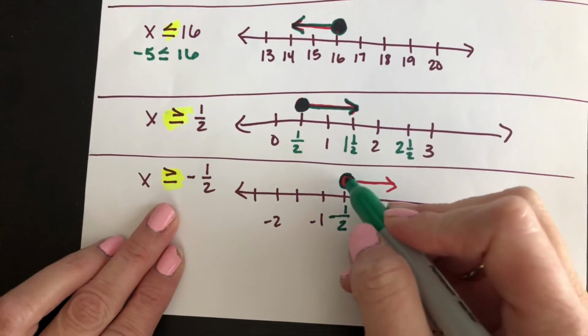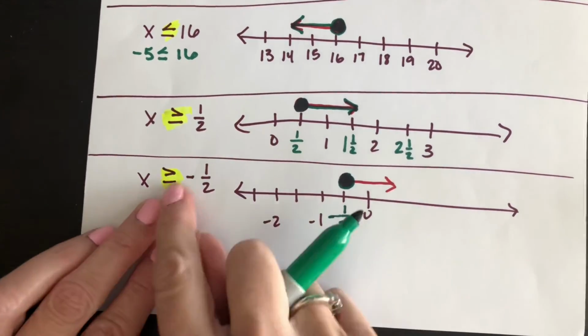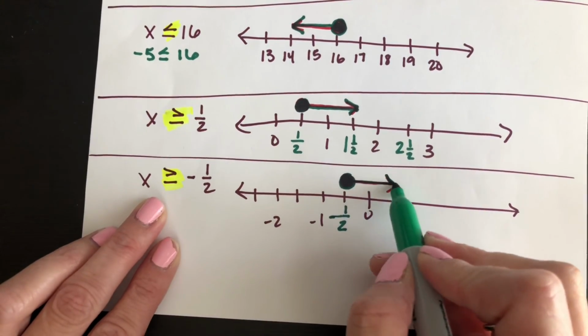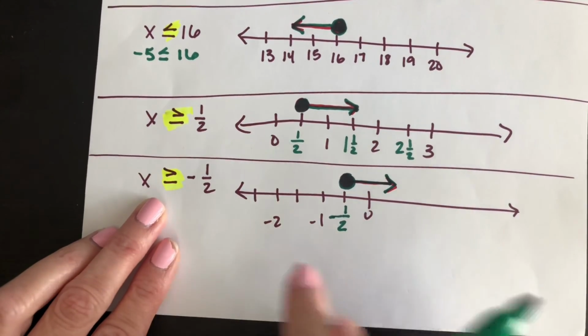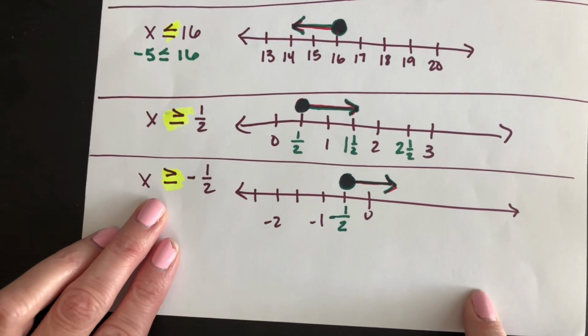And since it's equal to, I'm going to shade it in because equal to is including -1/2, and it says greater than, so I'm going to go to the right because my numbers are always getting bigger as I go to the right. Even if I'm in the negatives, it's always getting bigger.